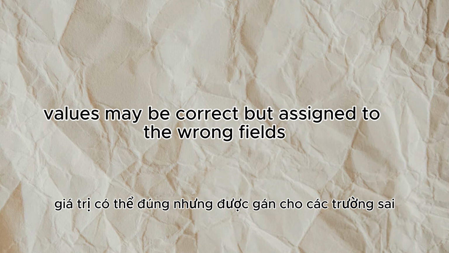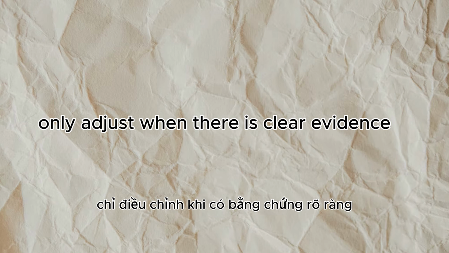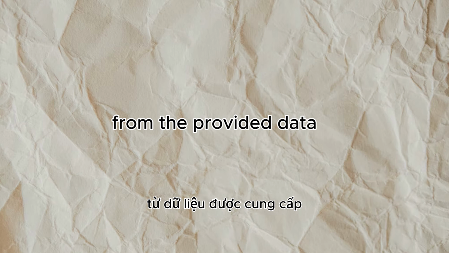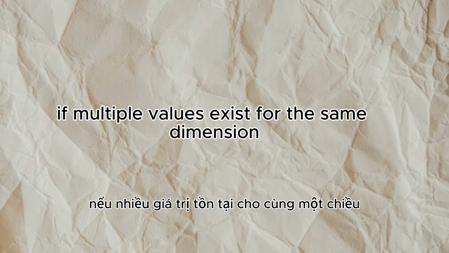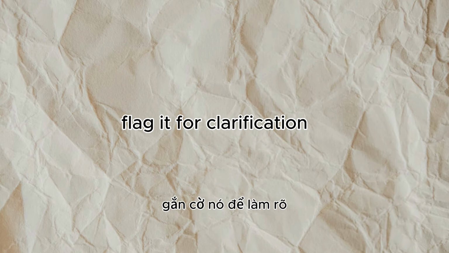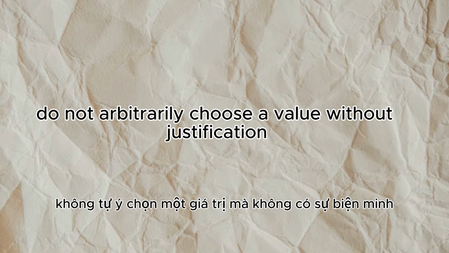Sometimes values may be correct but assigned to the wrong fields, e.g. width and depth swapped. Only adjust when there is clear evidence from the provided data. If multiple values exist for the same dimension, flag it for clarification. Do not arbitrarily choose a value without justification.